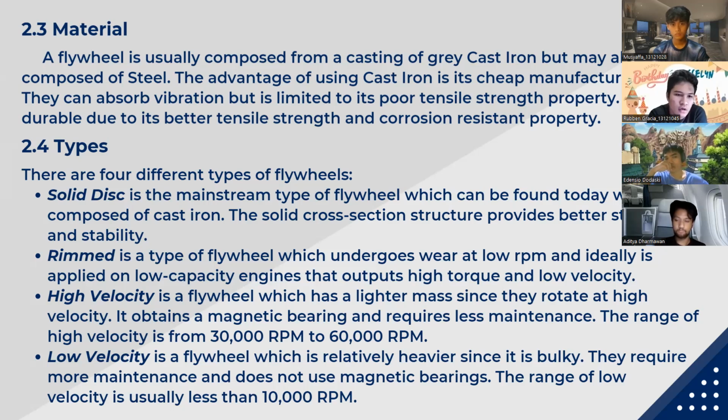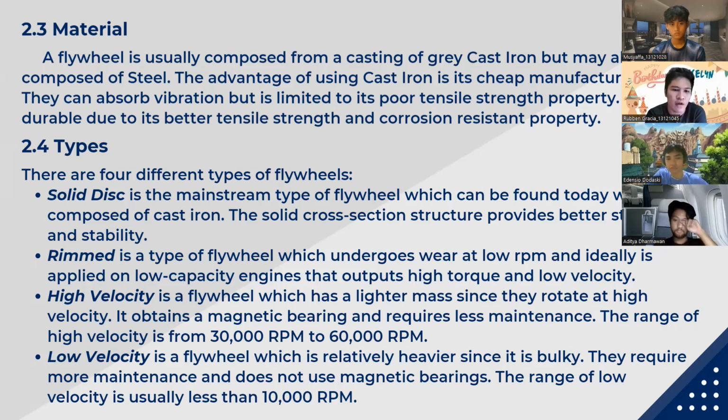Solid discs are the mainstream type of flywheel which can be found today, which is composed of cast iron. The solid cross-section structure provides better strength and stability. Rimmed is a type of flywheel which undergoes wear at low RPM and is ideally applied at low capacity engines that output high torque and low velocity.